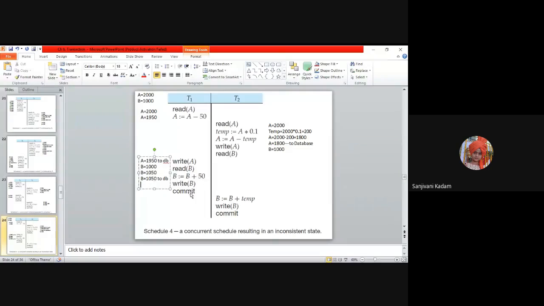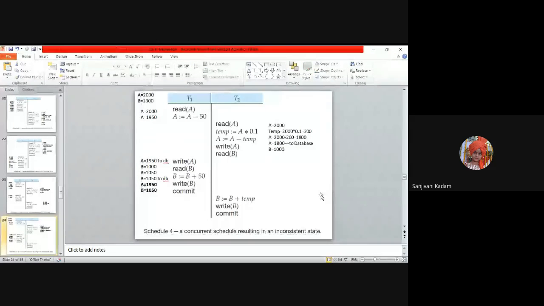And this will save the transaction. So here we have the final results of A and B: A is equal to 1950 and B equal to 1050 as our final answer. So these two are the final results of this transaction. Okay, so these two changes are done by the T1 transaction, and then we will come here.